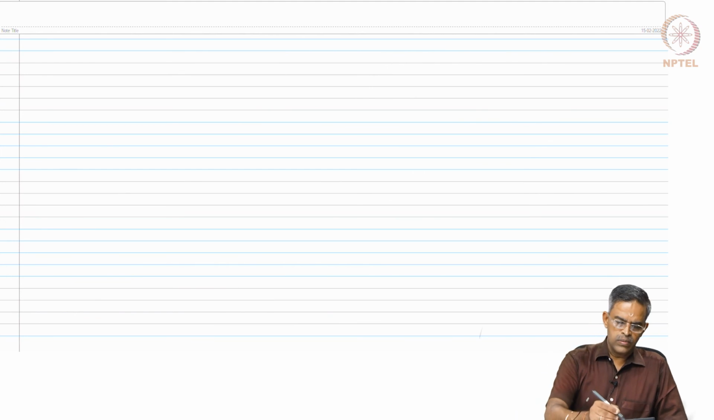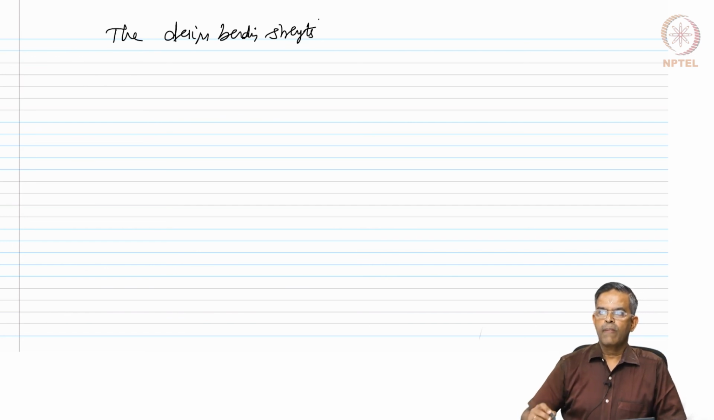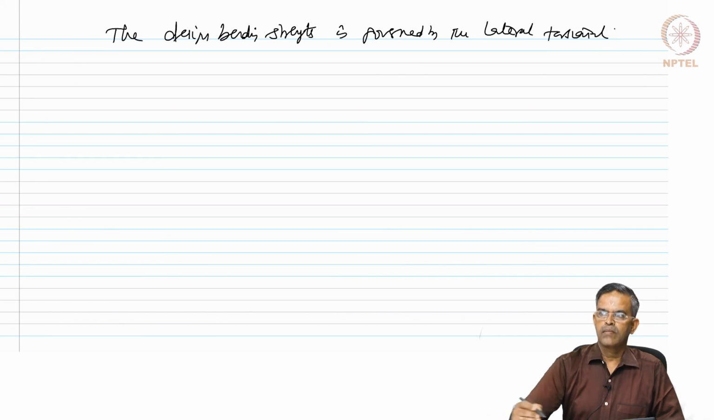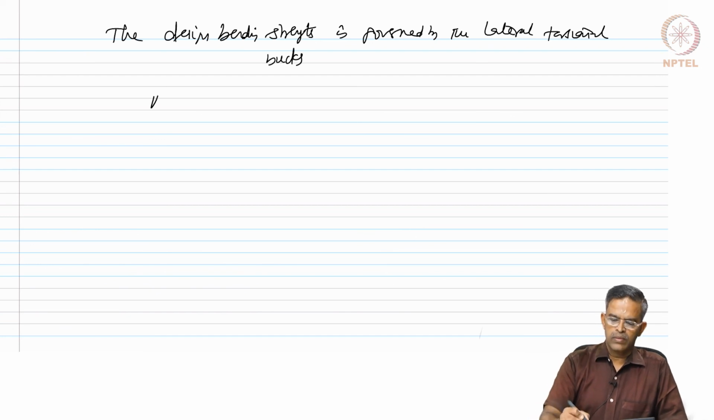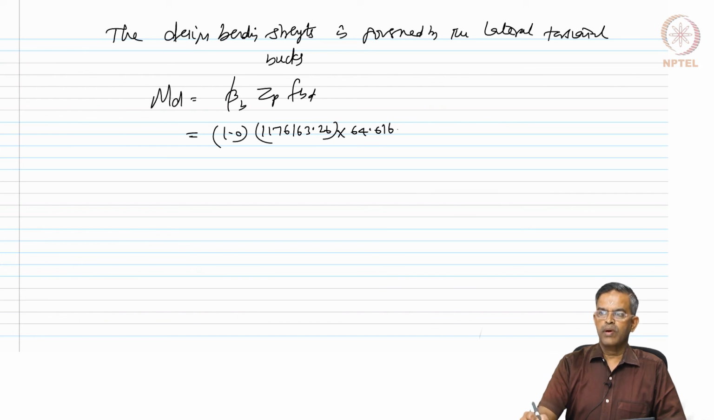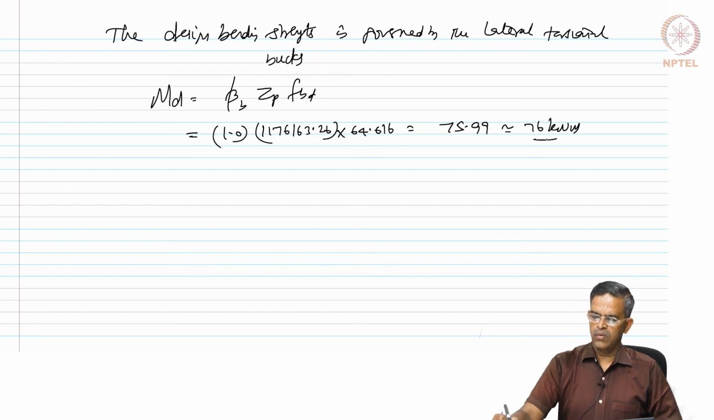Okay. So, now the design bending strength is governed by the lateral torsional buckling, so Md is beta B, Zp, fbd, which is 1 into 1176163.26 into 64.616, which is 75.99 or 76 kilonewton meter.